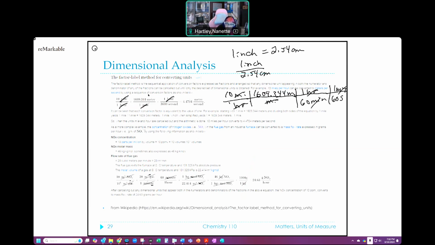And what I've done here is shown you what I like to call the train track method. Okay, I use this because it helps me. So anything that has this line in between it, we're going to multiply. So 10 times 1609.34.